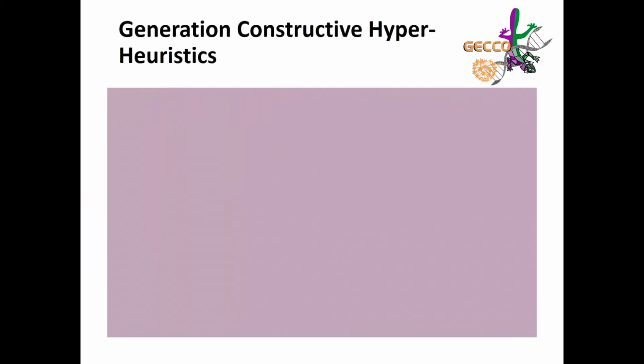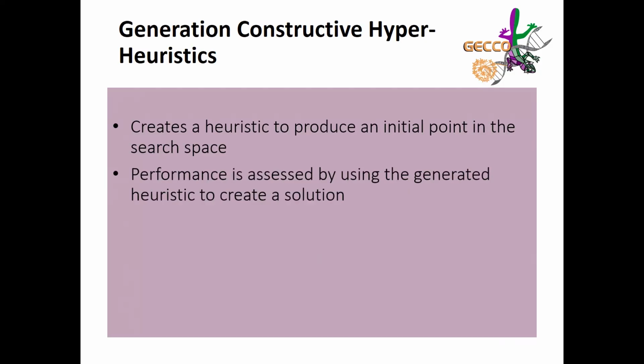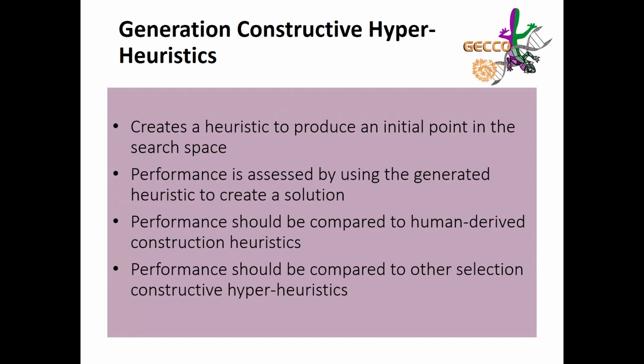Okay. Then if you look at generation constructive hyperheuristics, again, very similar to selection constructive hyperheuristics. And here we've had some very good results. I think there was work done on packing problems where, although these were just generation constructive hyperheuristics, they actually beat state-of-the-art approaches. It's just because of the heuristic that was formed, it did really, really well. So the whole idea is we want to create a heuristic to produce an initial point, and usually your performance is assessed by using the heuristic to create a solution. And again, these should be compared to human-derived heuristics, and they should be compared to other, both generation and selection hyperheuristics.